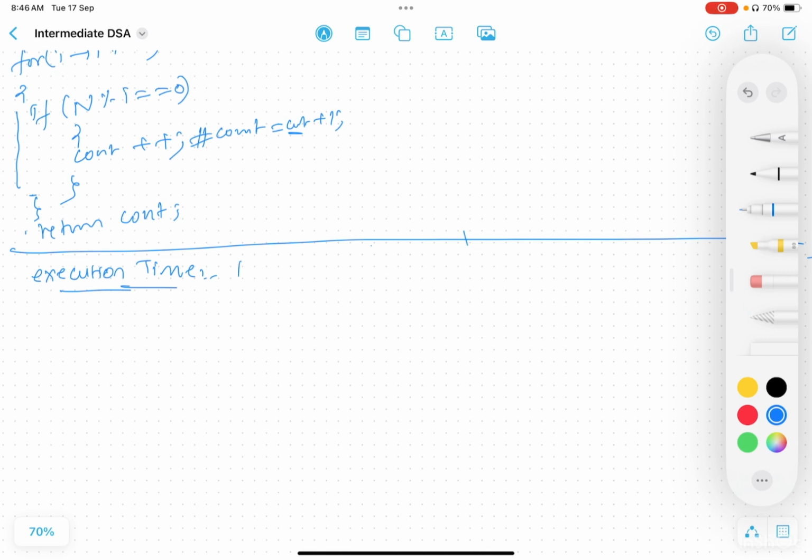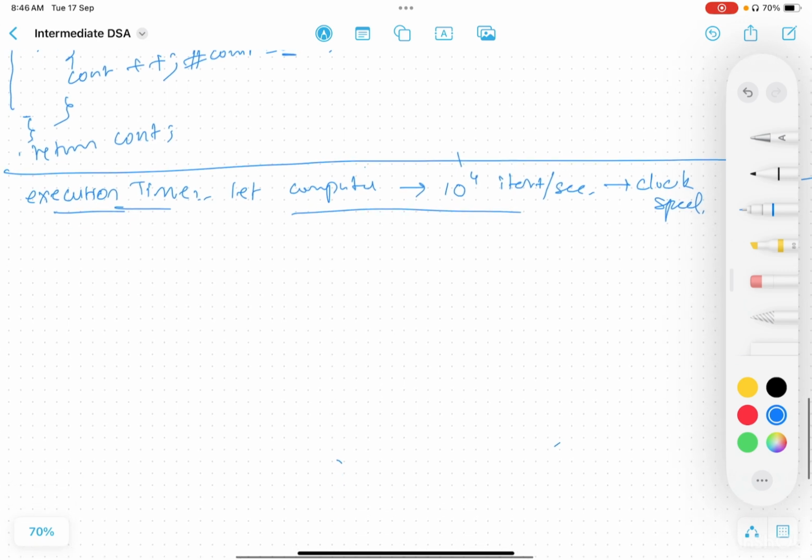So it depends on, let's say a computer is doing 10 power 4 iterations per second. Consider this as the clock speed, or frequency, of a computer. Now this is what I know about the computer, and I want to find the execution time. To find execution time, you have to focus on how big the number is. Then you have to see how many iterations your code is going through, and you get the execution time for that program. Let's take an example here.